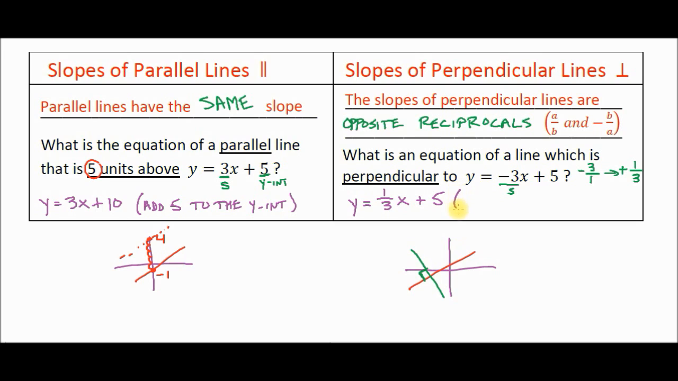And we'll put a little notation here. All we did was we created opposite reciprocal slope. And that's all there is to it. That line, if you graph that line, it will meet this existing line, the original line, at a 90-degree angle.